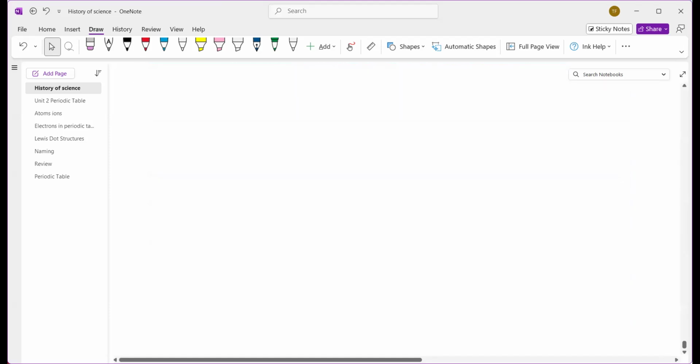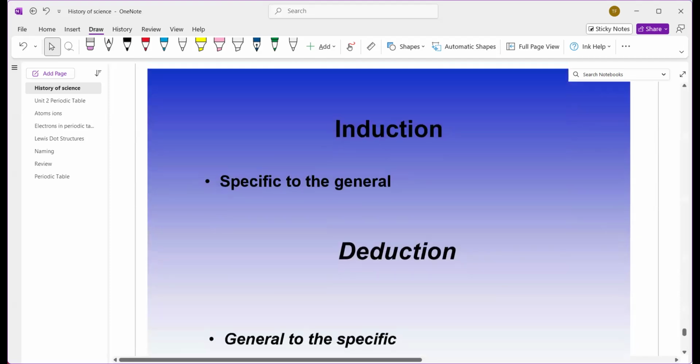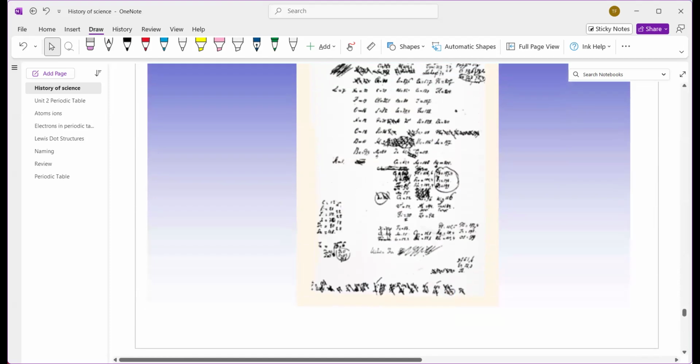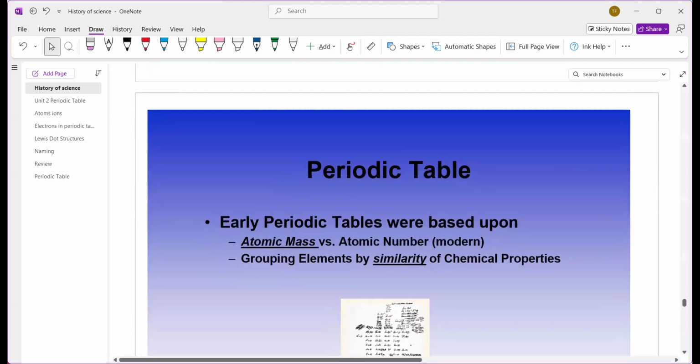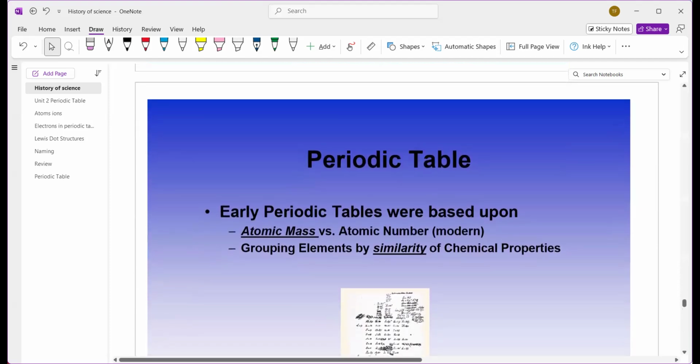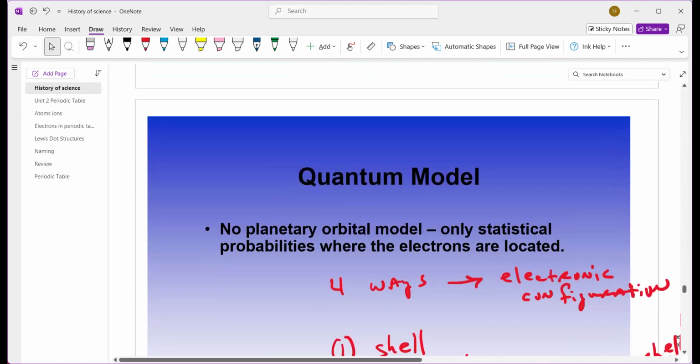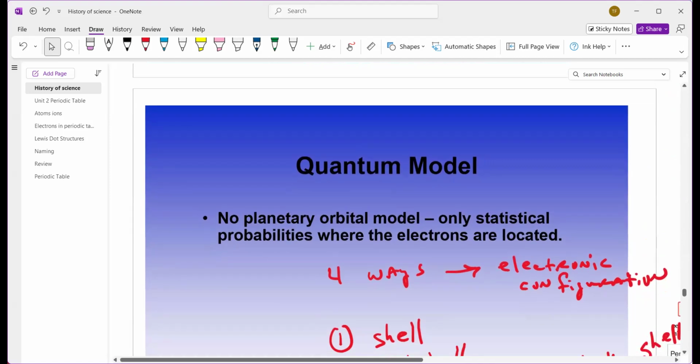Okay, all right. So the main things I want you to know are about the scientists that worked on the model, which ends at the quantum model. You don't have to worry about Seaborg and some of those other things. So we start off with Democritus and Aristotle. Then we went to Thomson, with the plum pudding model and electrons.